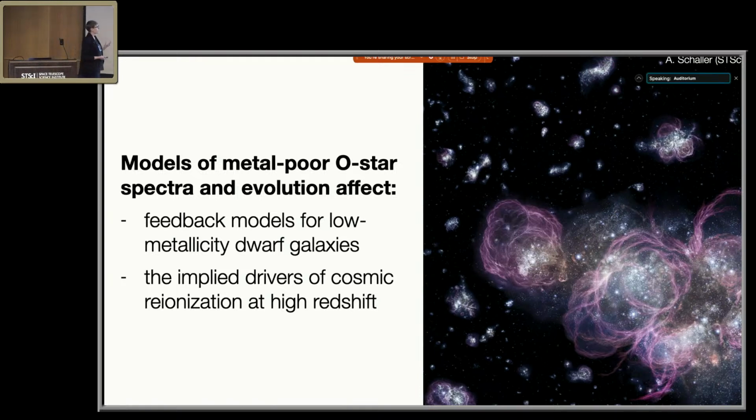So in these early galaxies, it's low metallicity O-stars that are producing feedback that regulates the formation of new stars and can also carve channels in the dense ISM through which ionizing photons produced by O-stars in those galaxies can escape. And so to understand how all of those processes work in detail, we need models of stellar spectra and evolution that are calibrated to observations of individual massive stars at low metallicities.